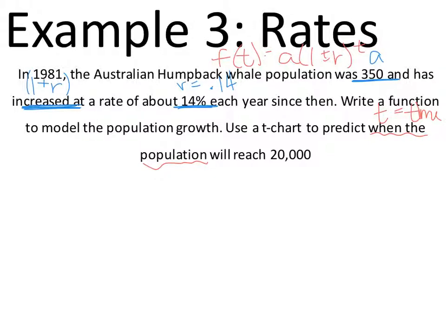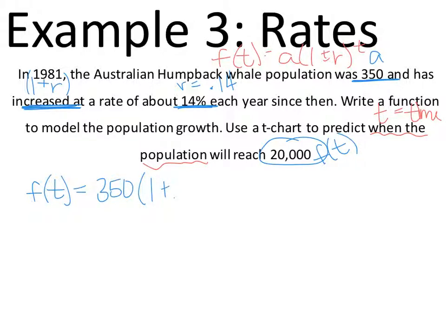Then it wants to know when it will reach 20,000, when the population will. So this is f of t. They want to know when will my output be 20,000 whales. So when I first write my equation, I'm going to say f of t equals, my a value is 350, then I have 1 plus 0.14, and I'm trying to figure out how long, so t is my variable.